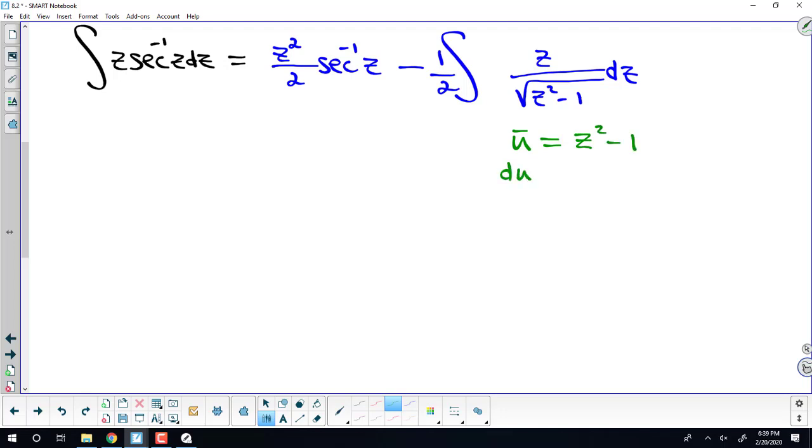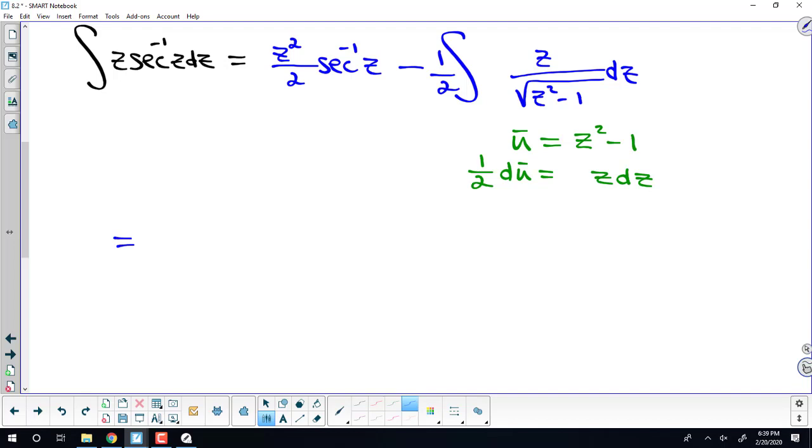Then du bar is 2z dz, or 1/2 du bar. All right, so it'll work. dz times z is accounted for by 1/2 du bar. And then the bottom is just going to be the square root of u. So we're going to have the square root of u to the -1 times that 1/2.